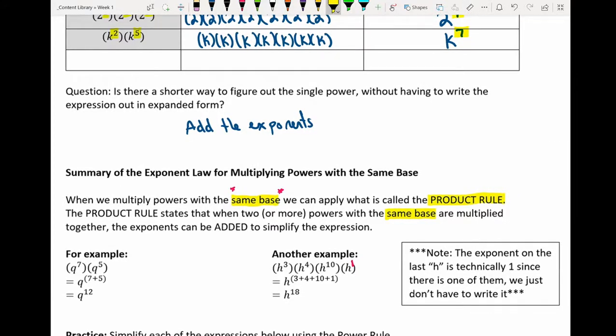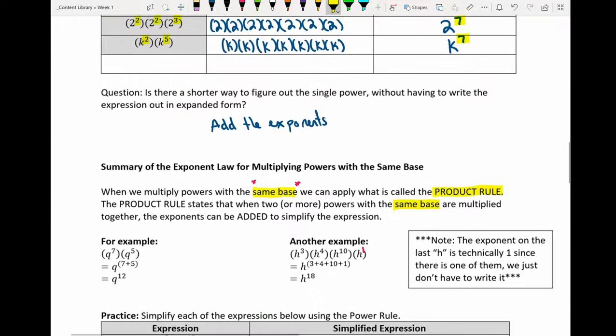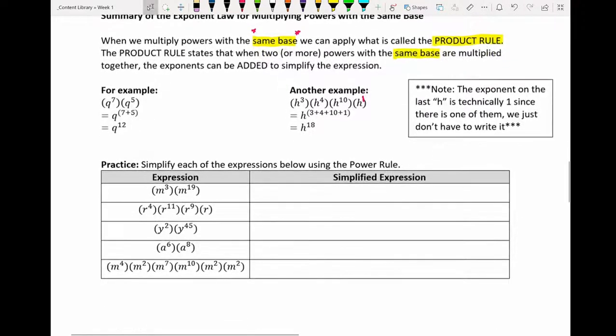This little note is just saying that technically the exponent on the last h is 1, and since there is just one of them, we don't have to write it. If you feel comfortable doing that, you can write that in. You don't have to. It's assumed that if there is no exponent, it is 1. So just as some practice, try to go through and simplify the following expressions below using the product rule. So I'm just going to take a second to pause. Feel free to pause the video and then go through and try the expressions.